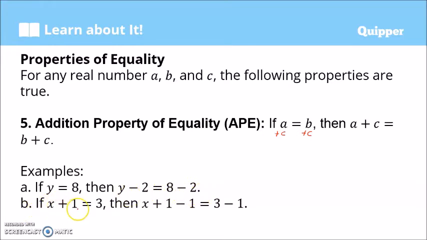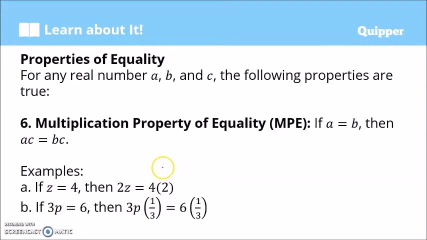Next, we have if x plus 1 equals 3, then x plus 1 minus 1 is equal to 3 minus 1. Again, nag-add, we have here x plus 1, ano? Nag-minus 1 tayo dito, minus 1. So, therefore, magma-minus 1 din tayo dito sa kabila. And so, the resulting equation is x plus 1 minus 1 equals 3 minus 1. Again, that's the addition property of equality. This applies to both addition and subtraction.